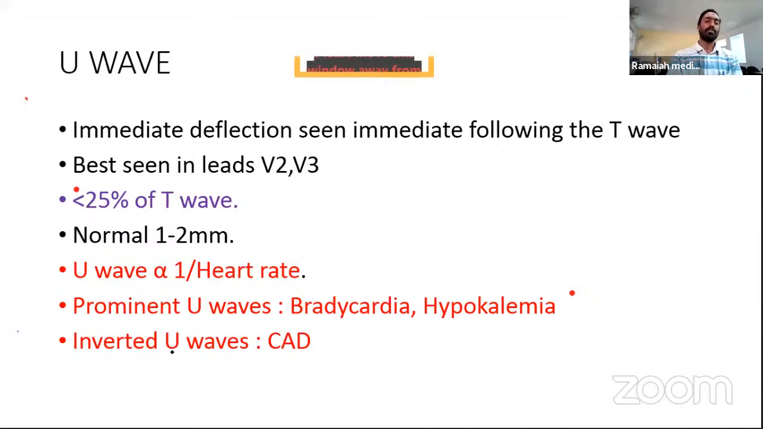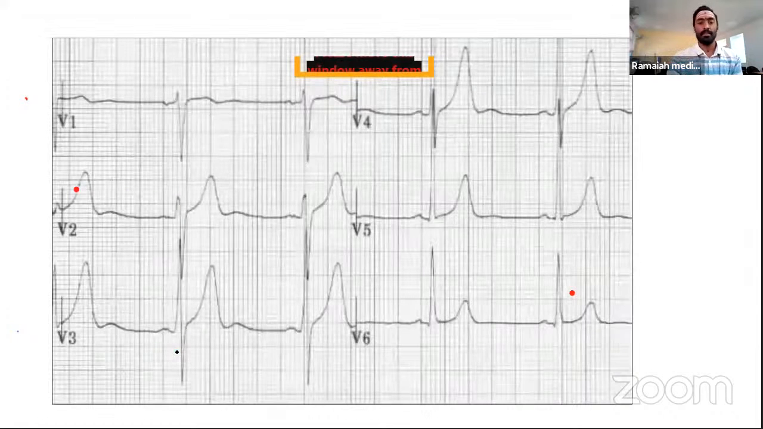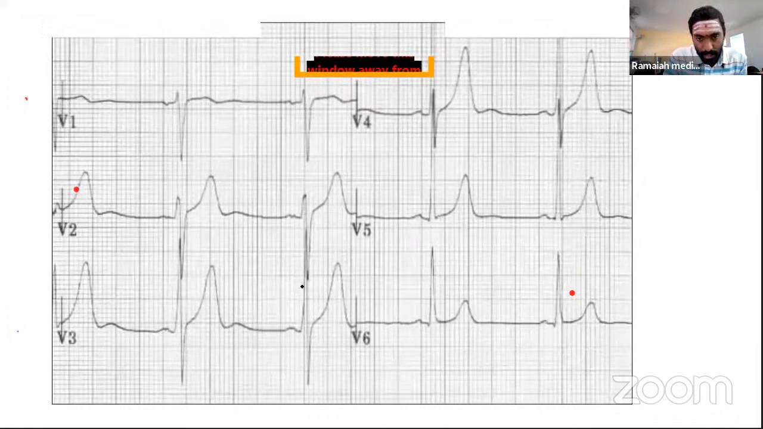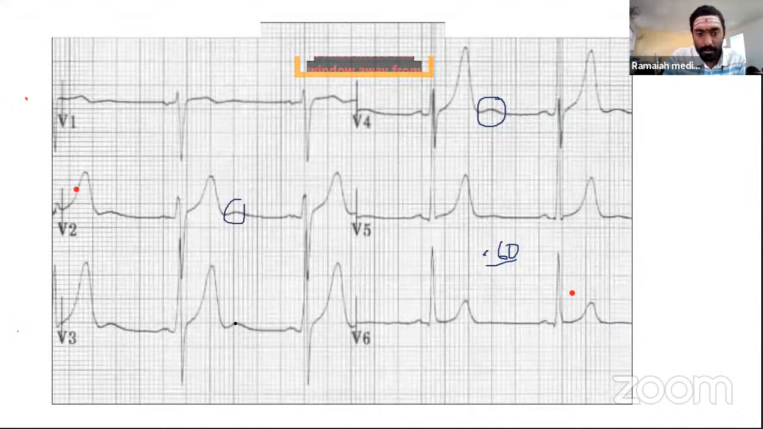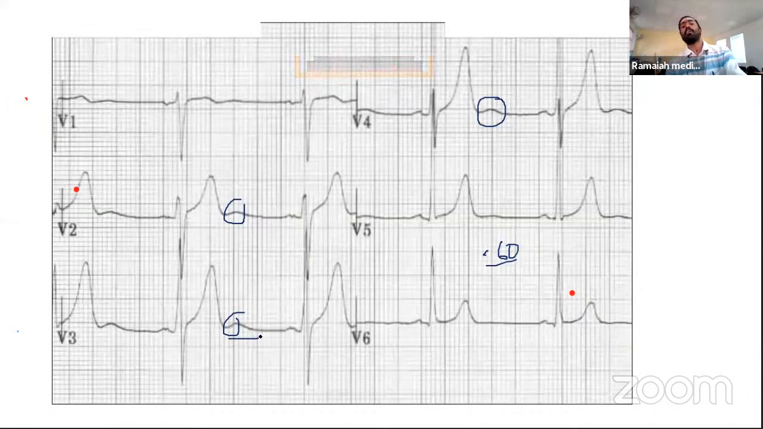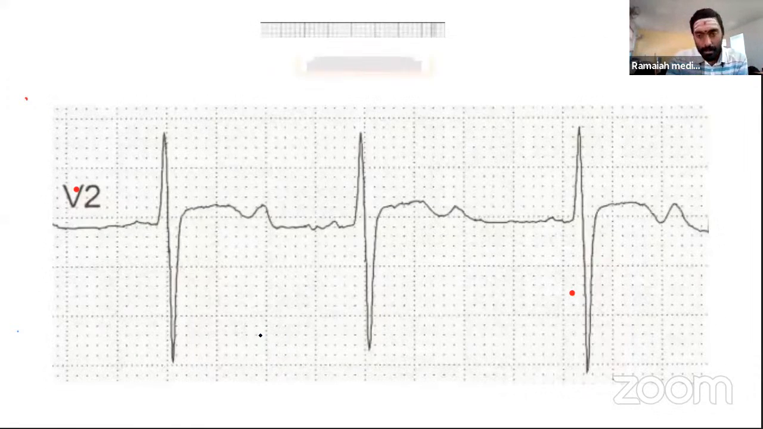And whenever you have inverted U waves, you think of coronary artery disease. You see here, the heart rate is somewhere around, less than 60 beats per minute. So this is bradycardia. In bradycardia, you are seeing some beautiful U waves. They are normal. But you see here, this is a case of hypokalemia. Whenever the potassium is low, you get very prominent U waves.